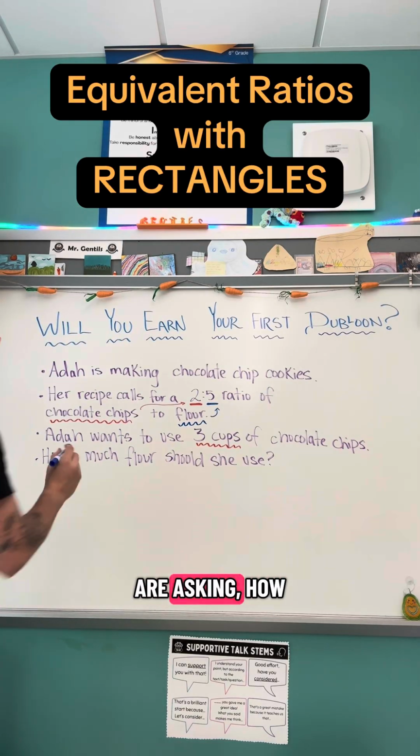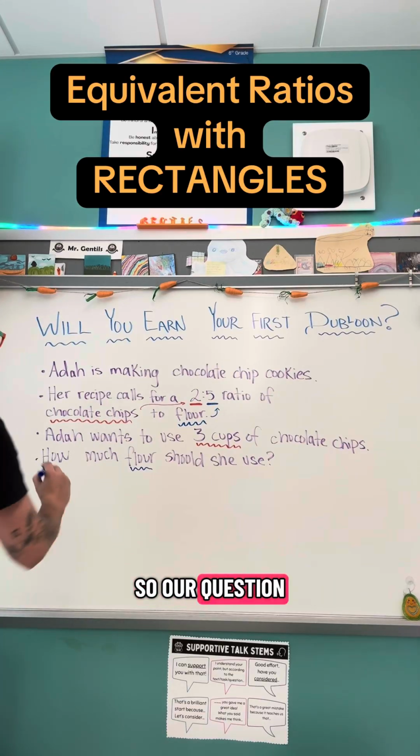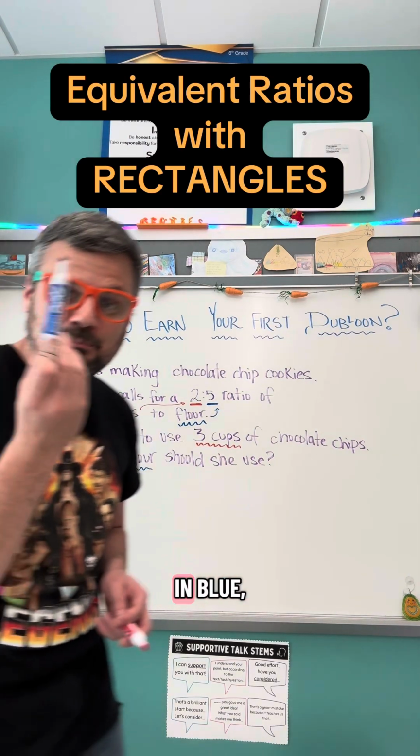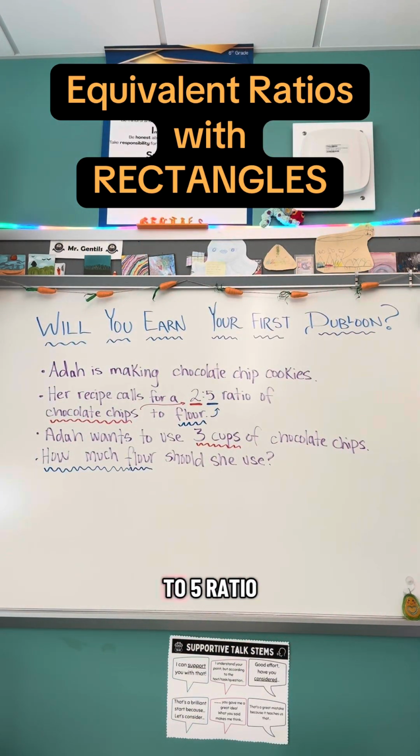And then they are asking, how much flour should we use? So our question here, how much flour? I'm going to underline in blue because blue is our flour color. So let's talk about it. We have a 2:5 ratio of chocolate chips to flour.